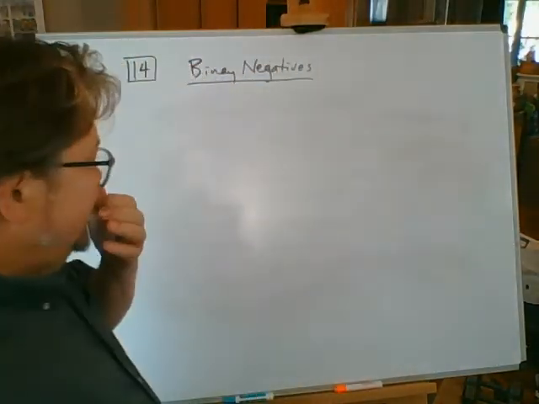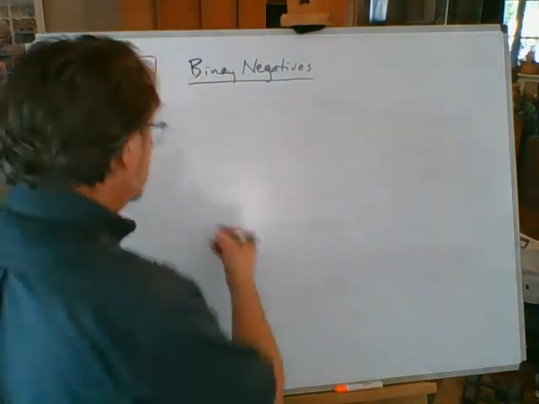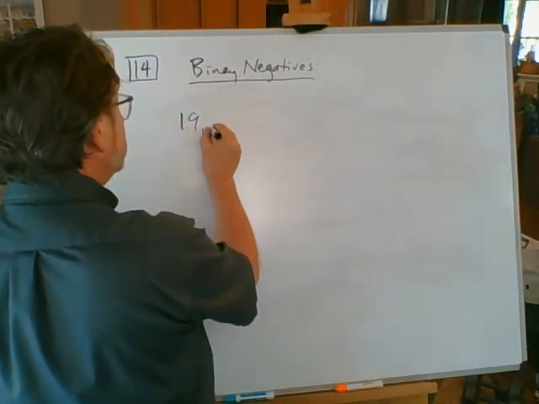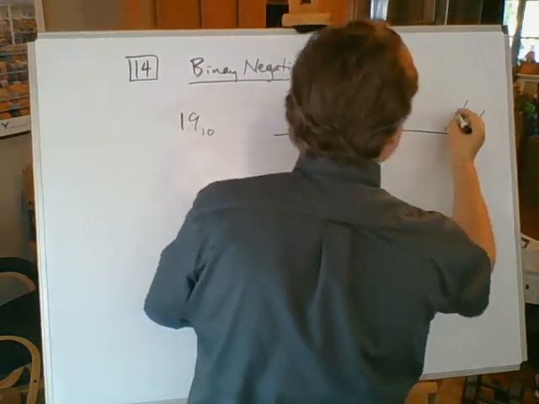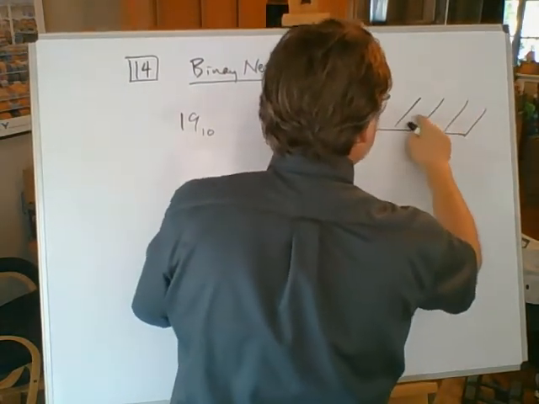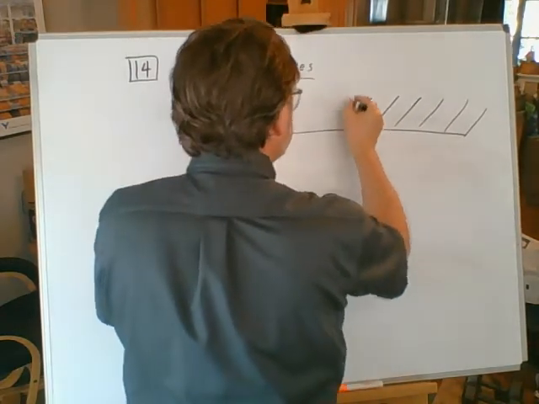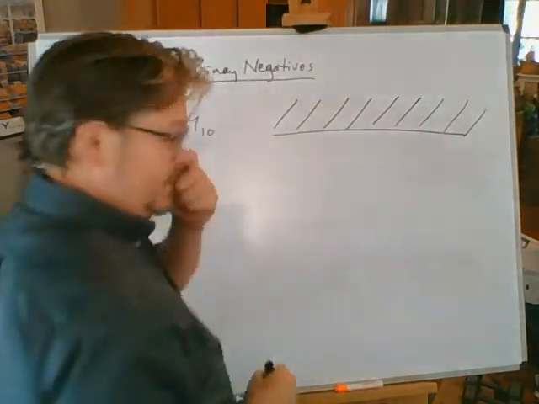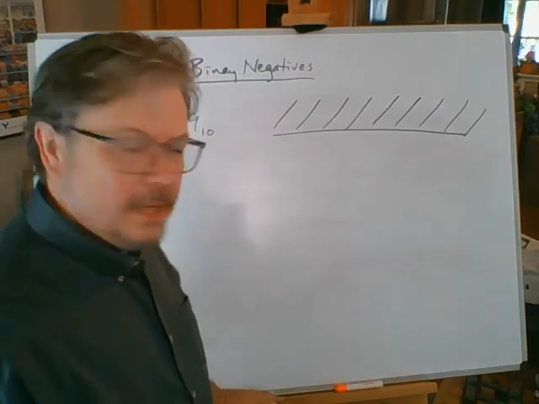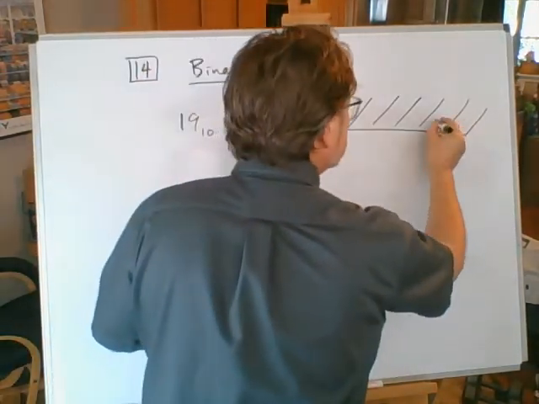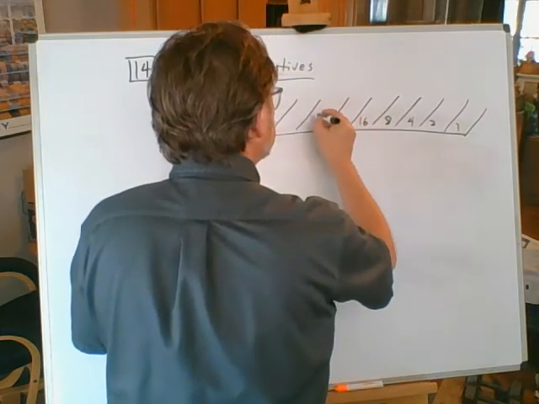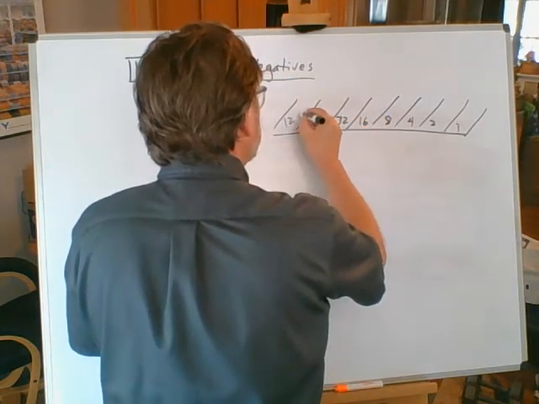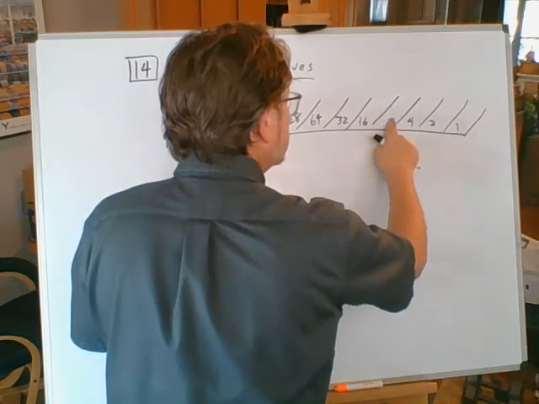Give me a number, any number. 19? Okay, let's try 19, base 10. And now I am going to put this, we no longer have to imagine it. Here comes our 8-bit place value chart: 1's place, 2, 4, 8, 16, 32, 64, 128. There we go.